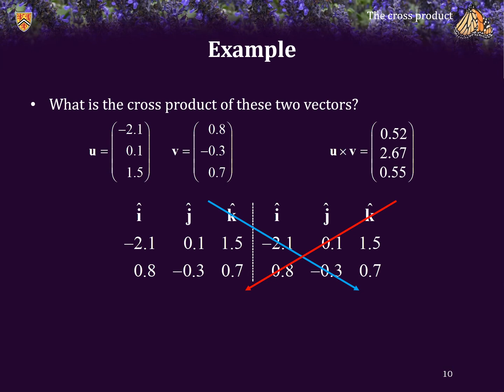All right, so now we have calculated the cross product of u and v, and if you were to work it out, you would find that u cross v is perpendicular to both u and v.